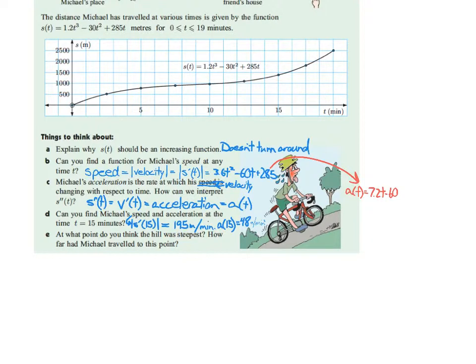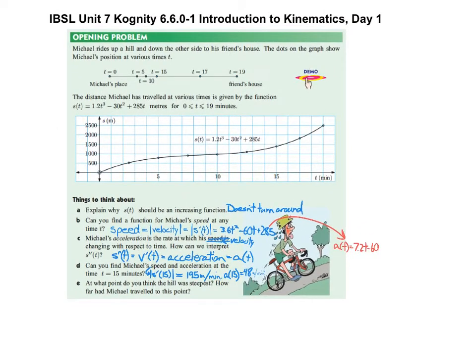Now, at what point do we think the hill was the steepest? Well, at 15. Well, actually, no, because then you're starting off, that's not true. It could be 5. At 15, where are we probably at? The top. Well, that's probably the peak, right? Yeah. Because then we start speeding up. So where is it probably the steepest?